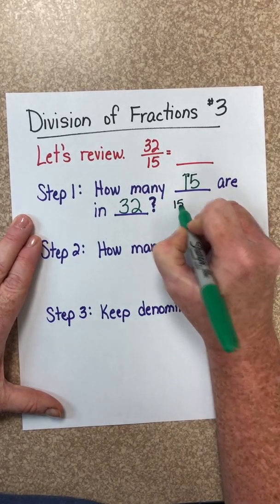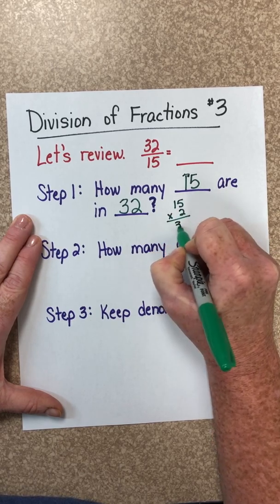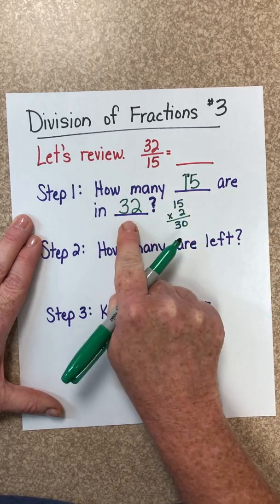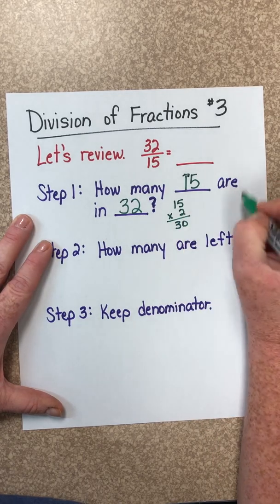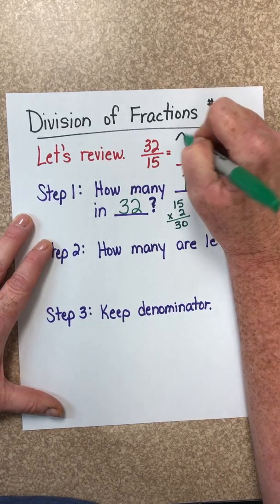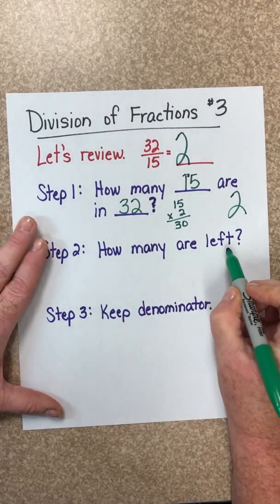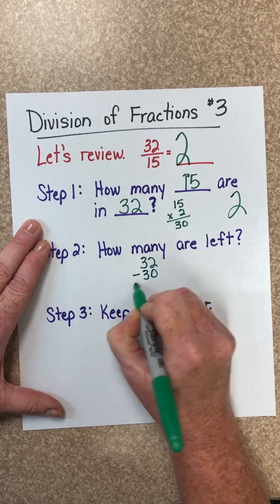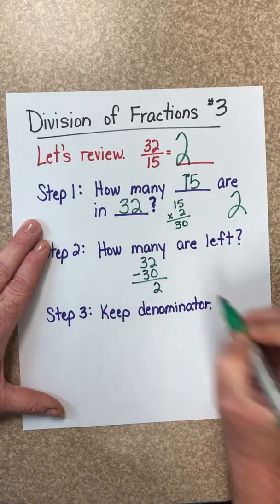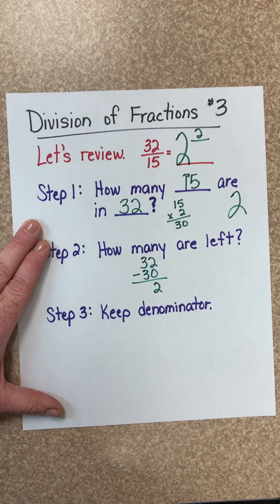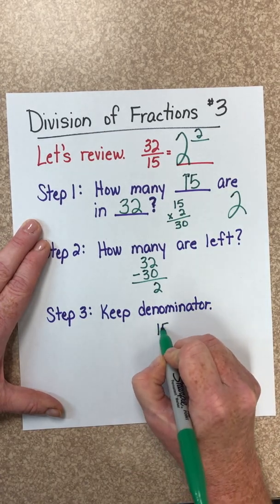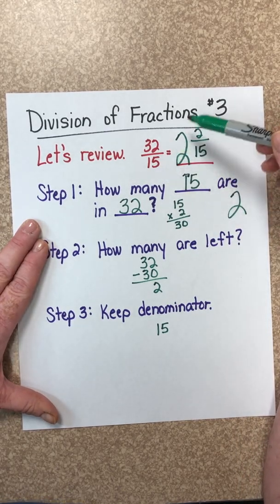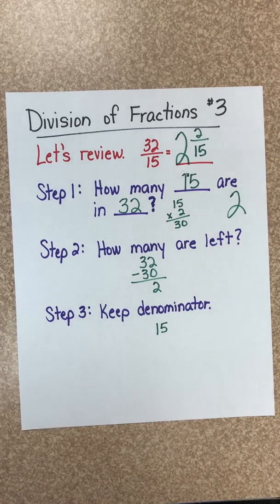Well, 15 times 2 is 30. So that's about as close as you're going to get. So how many 15s are in 32? 2. That is your whole number. How many are left? Well, that means we're going to take the 32 and subtract the 30, and when we subtract, we get 2. That's your new numerator. And the denominator, well, the denominator is 15. That's going to stay the same. So 32/15 simplifies to 2 and 2/15.